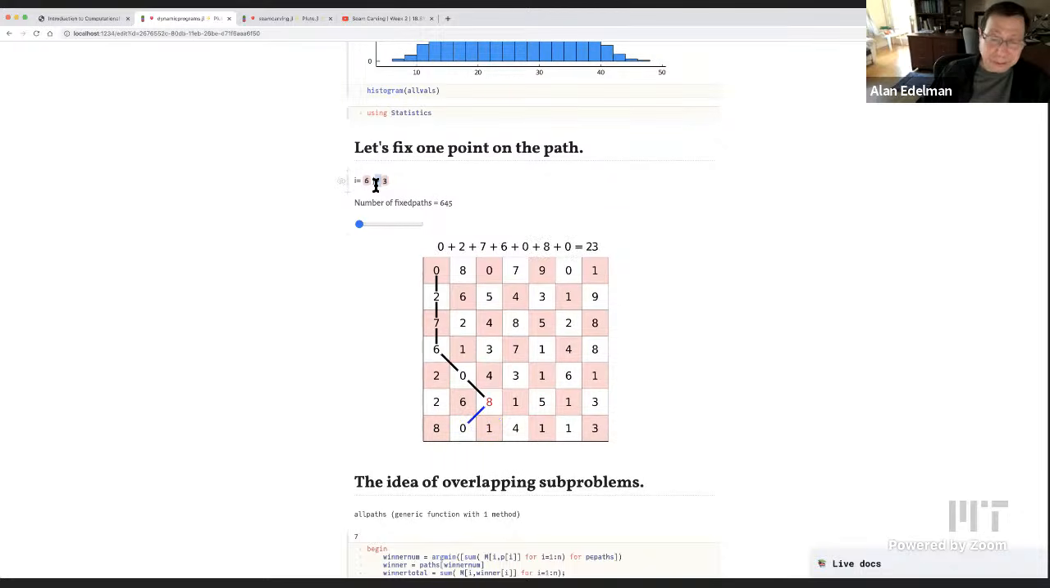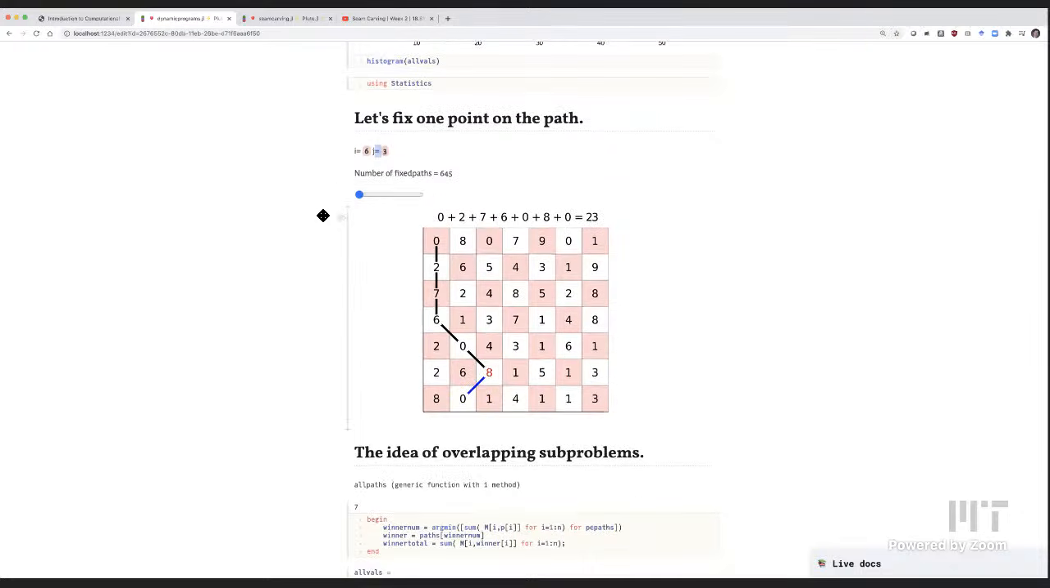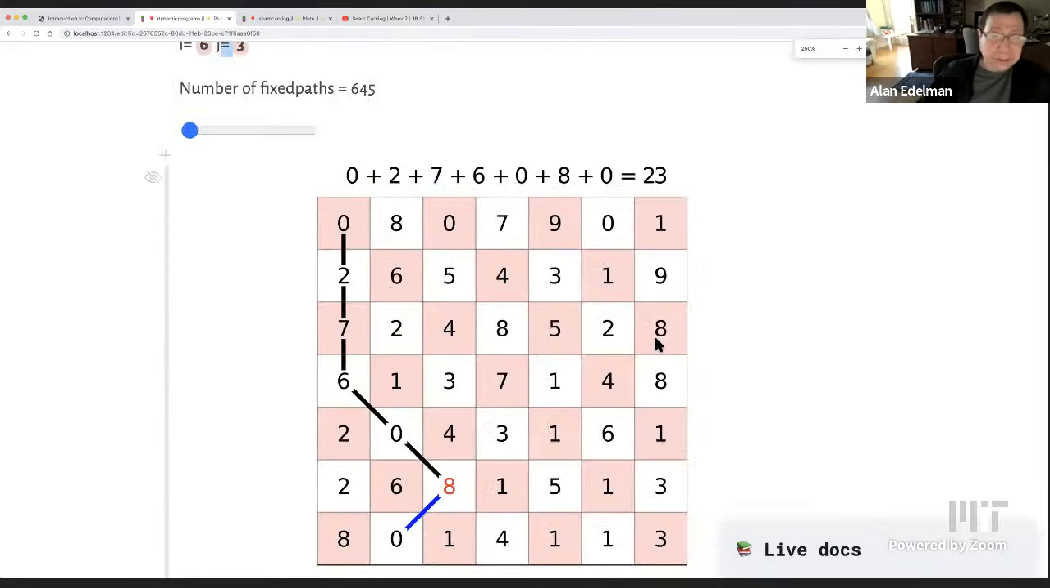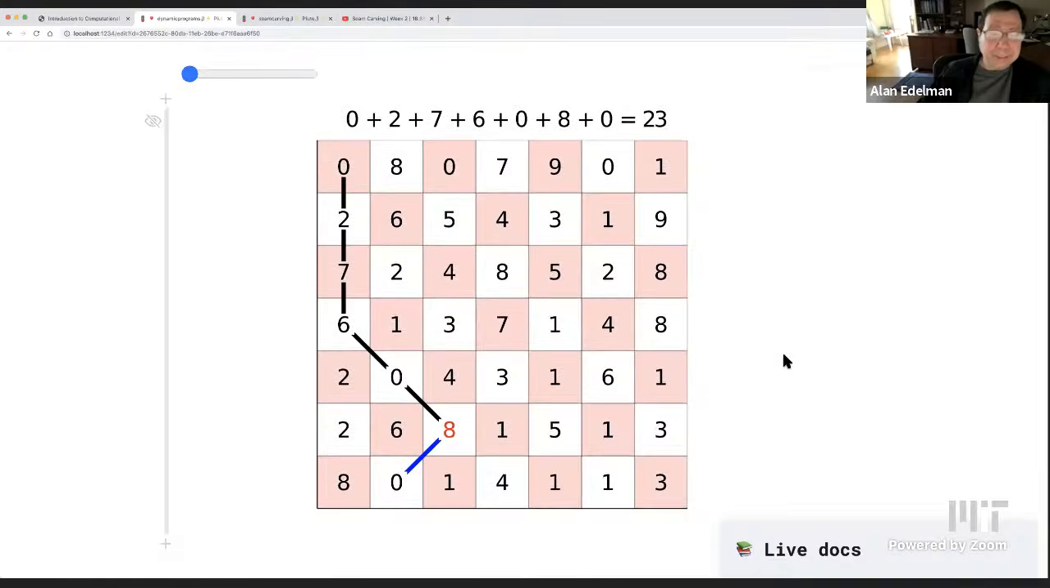Could you zoom in on your notebook? I will. Yes. I will make it nice and big. There we go. Nice and big?